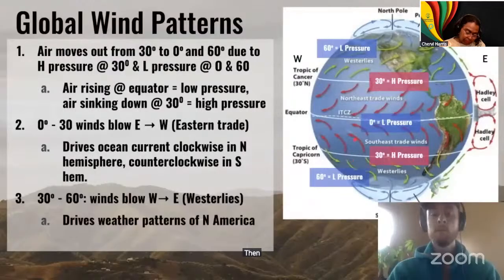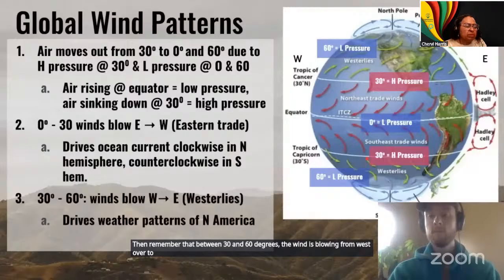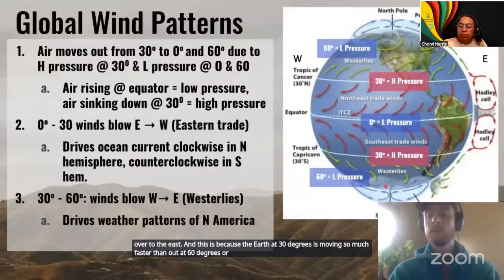Then remember that between 30 and 60 degrees, the wind is blowing from west over to the east. And this is because the Earth at 30 degrees is moving so much faster than out at 60 degrees or 80 degrees that the wind is deflected in that same direction as the Earth spins. So it moves from west to east.